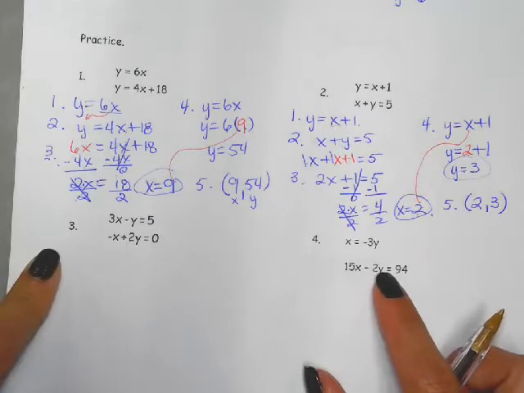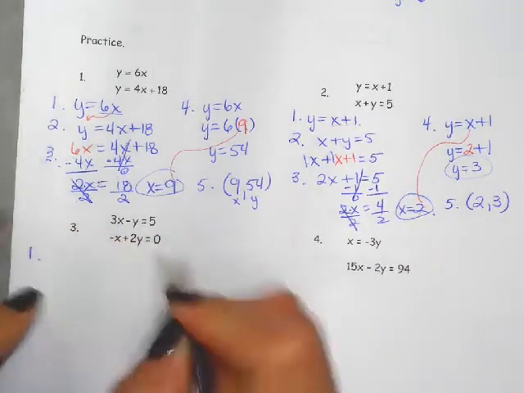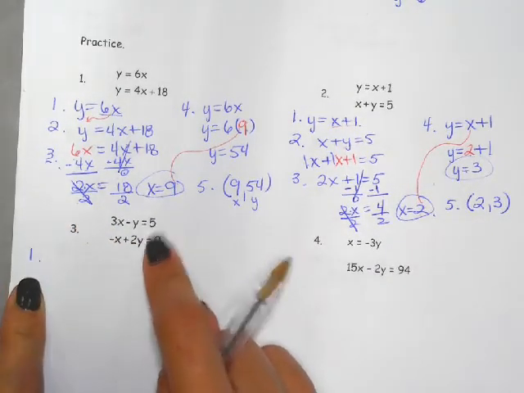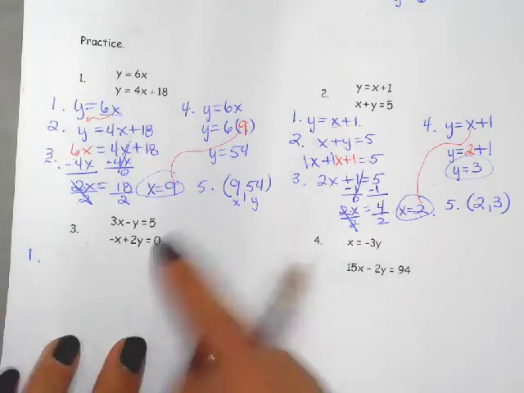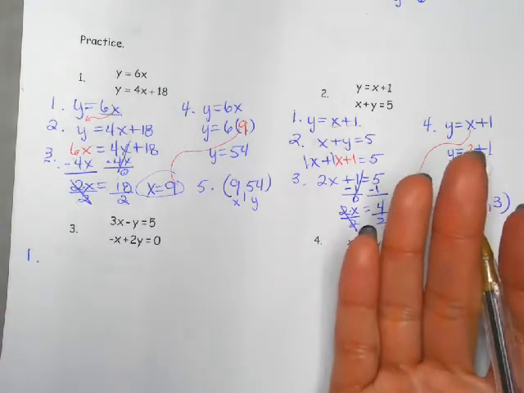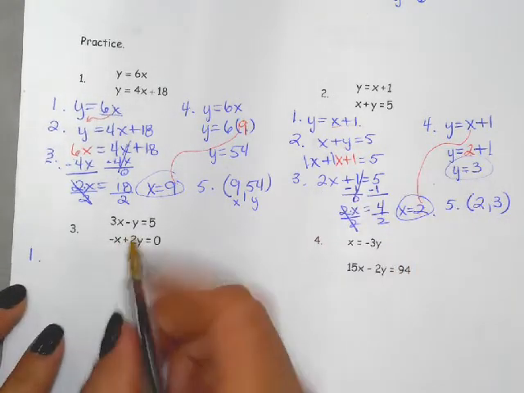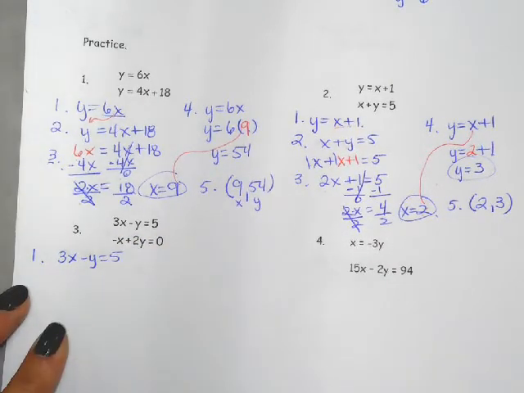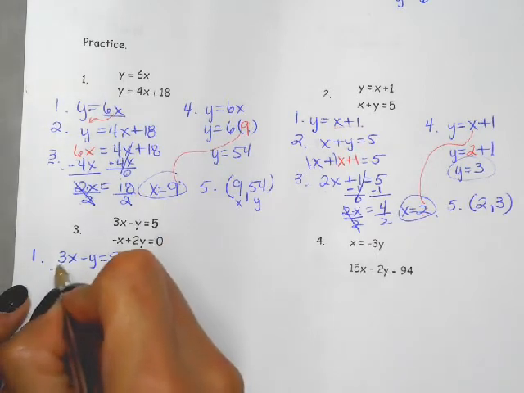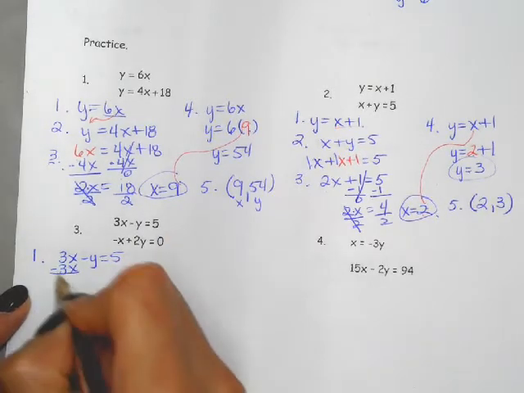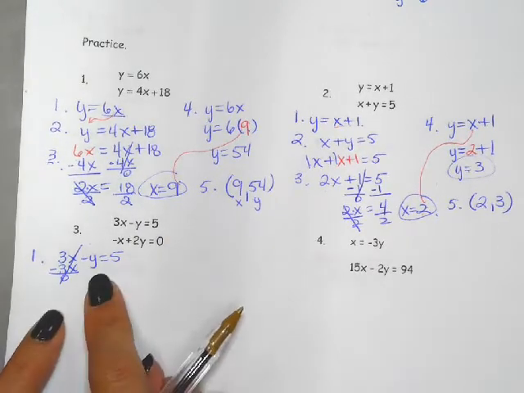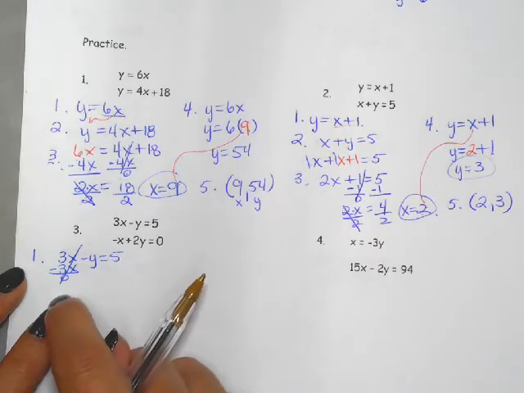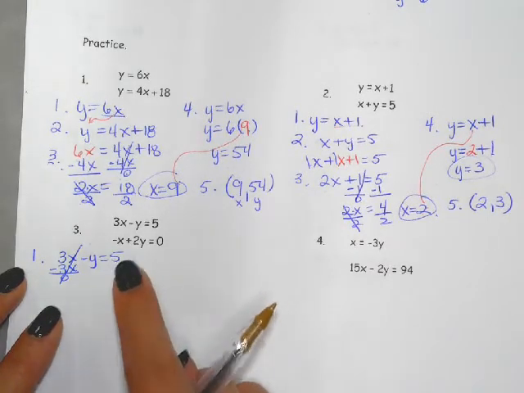Number 3. Step 1, first thing is to solve one equation for y. Both of them you're going to have to solve, so it doesn't matter which one you start with. I'm just going to pick the first one, and I'm going to solve for y. So I'm going to get rid of the 3 by subtracting a 3x. That way y is by itself. But if I subtract on one side, I have to subtract on the other.